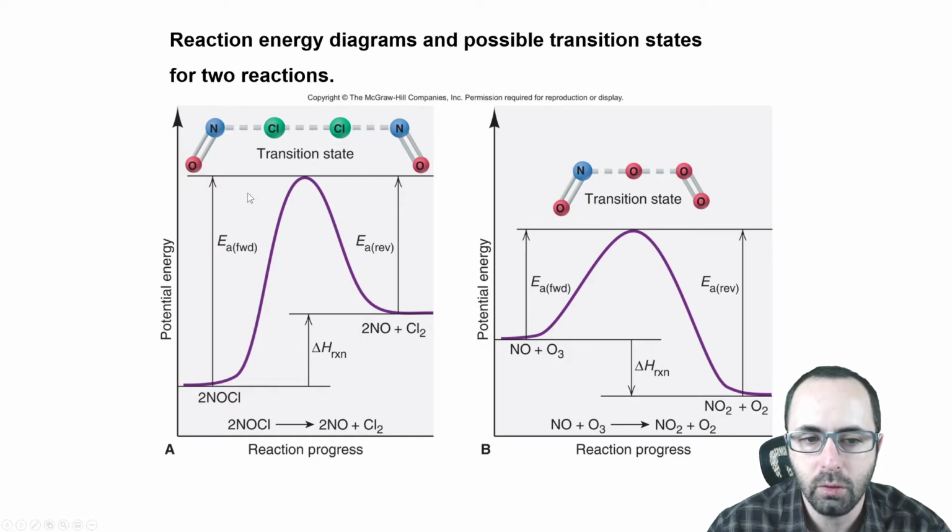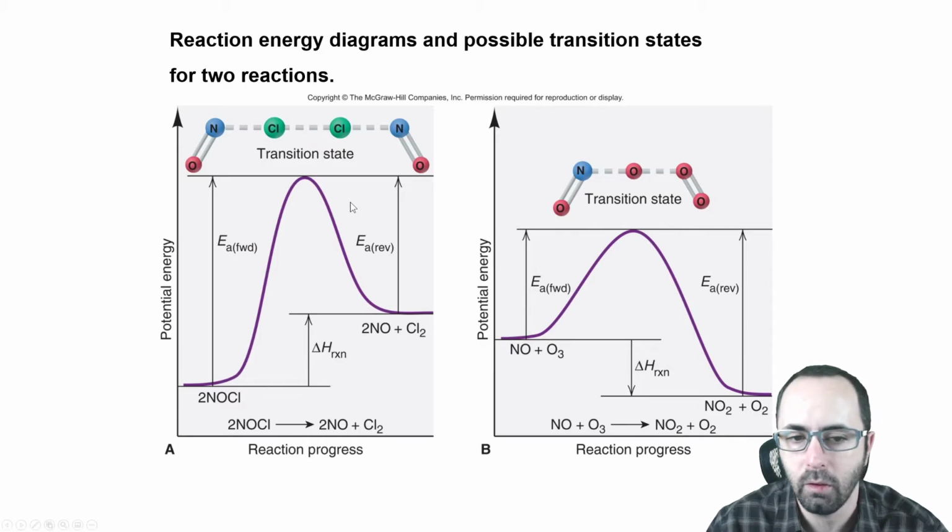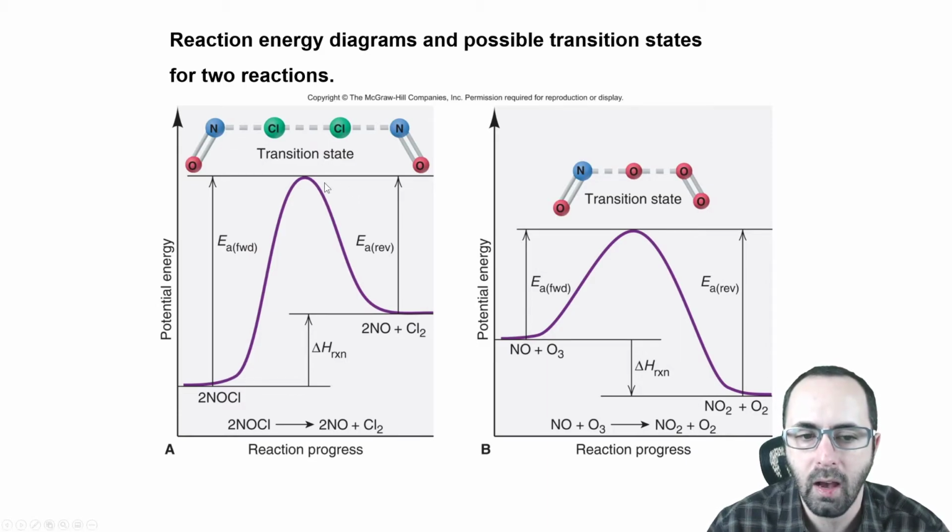And in this reaction, we have two NOCl molecules reacting to make NO and Cl2. And so we can see here, this is one NOCl molecule, this is another. When they hit each other, the bonds between the nitrogen and the chlorines begin to break, and a new bond between the two chlorine atoms is formed. This is the transition state, halfway. So that these bonds are halfway broken, and the chlorine bonds for the Cl2 are halfway made.